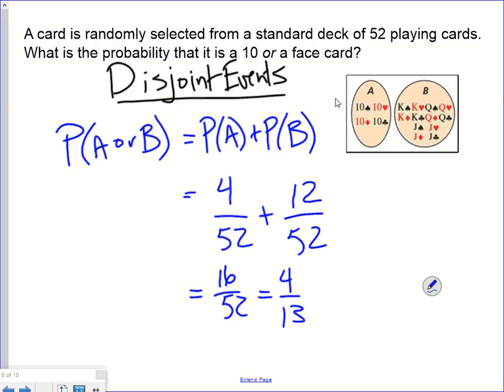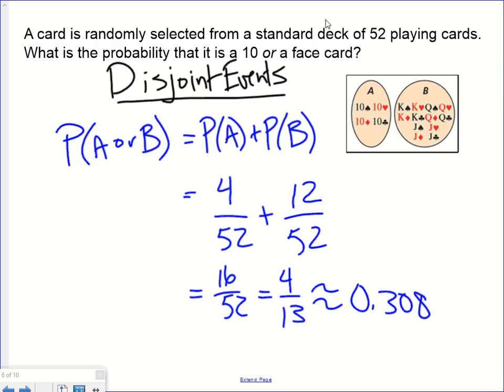And if I want to convert this probability to a decimal, I could use my calculator and divide, and I get 0.308. So that's the probability that I either get a 10 or a face card. A little bit over 30%. Just have to choose which formula to use and then apply it.